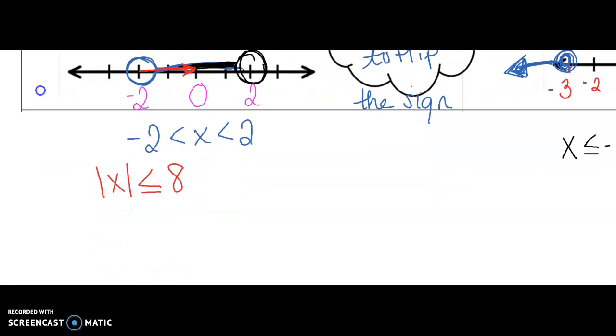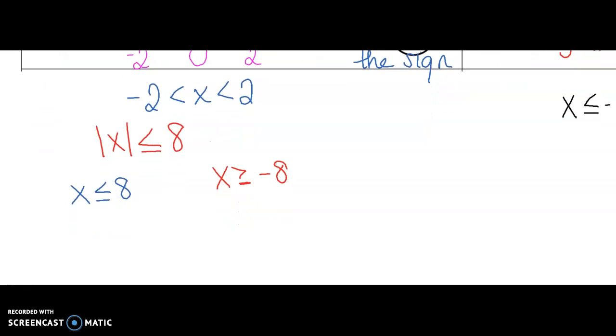Let's do this one a little bit faster than the ones we just did. Account for the positives. There's the positives. And then account for the negatives. X, negative 8. We made it negative, so we got to flip the sign. And now graph it to see if you can write it together. So I'm going to graph it. Here's 0. Here's negative 8. Here's positive 8. This is a closed circle because it is equal to. So I'm going to do closed circle on both ends. And let's see if this one goes together or goes outward.